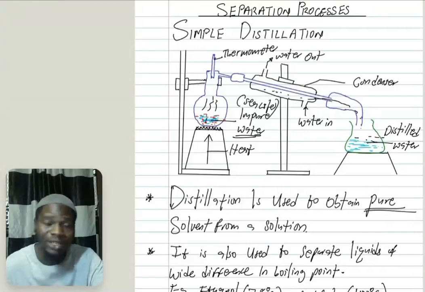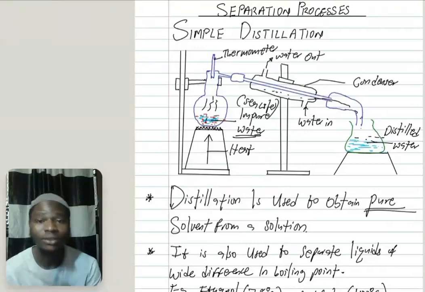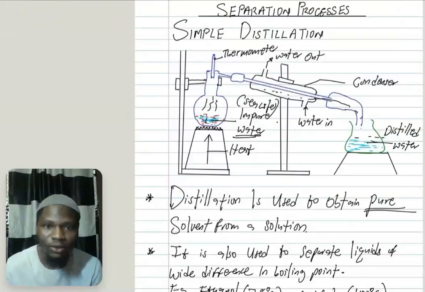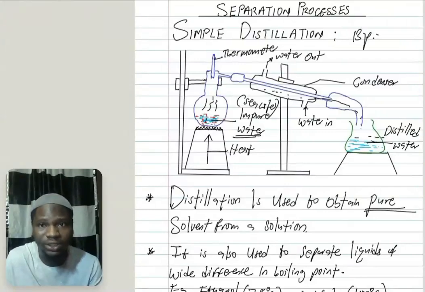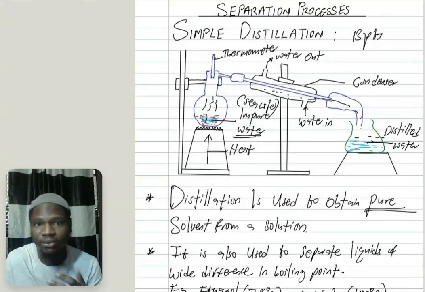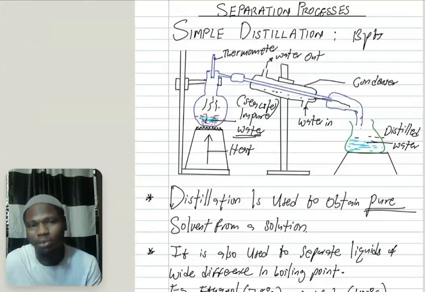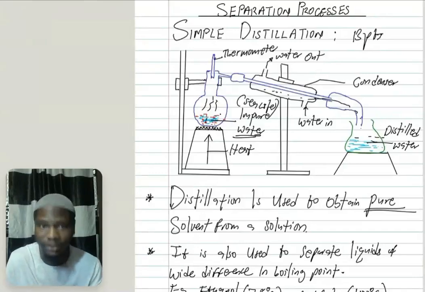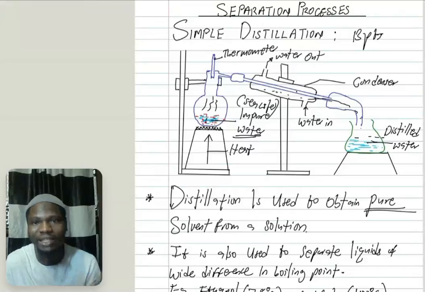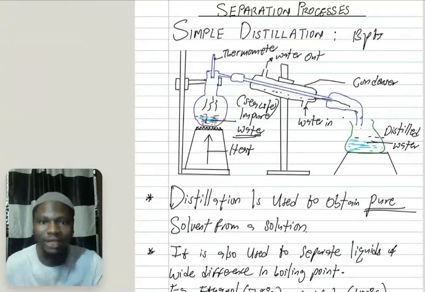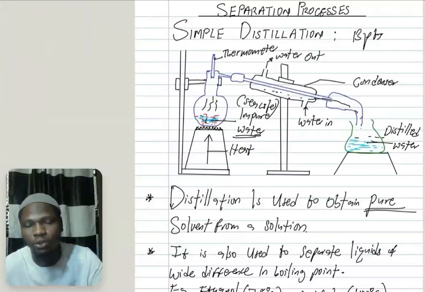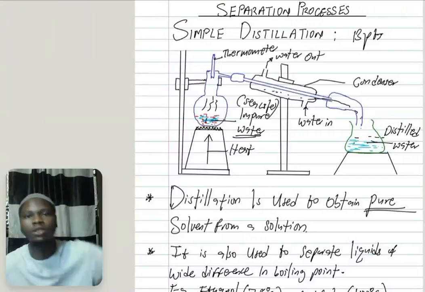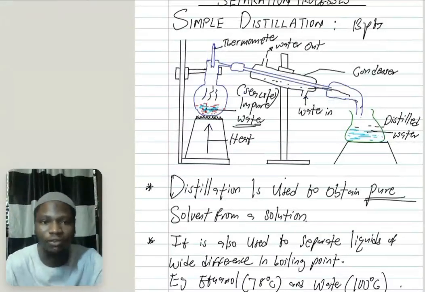This distilled water is the purest form of water that you can obtain. This separation technique is based on difference in boiling point. Remember, water has a smaller boiling point compared to the solid particles that can be there. So when it gets to 100 degrees Celsius, it leaves as gas and turns back to liquid. That's condensation: liquid, gas, liquid. So that's the first function of distillation.